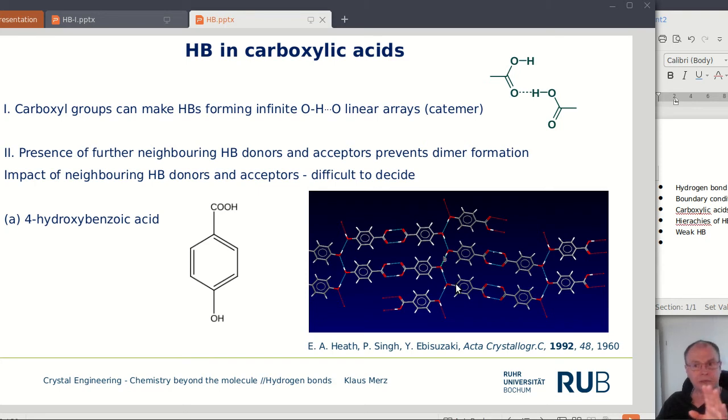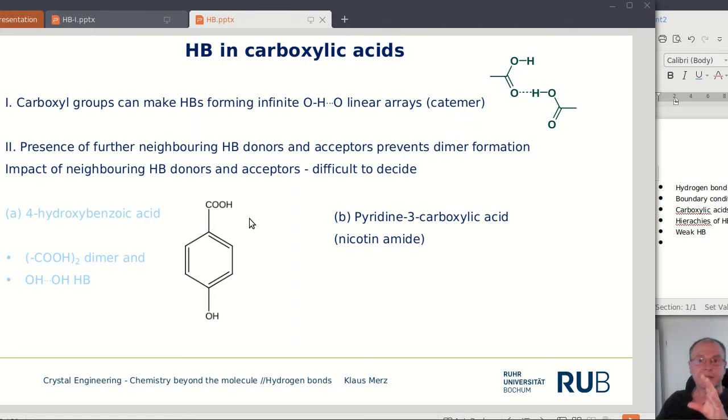A nice example to show that in this case there's no competition between the functional groups. Yes, on one side there's the dimer, on the other side the hydroxyl group. In this case we are talking of isolation of a functional group.